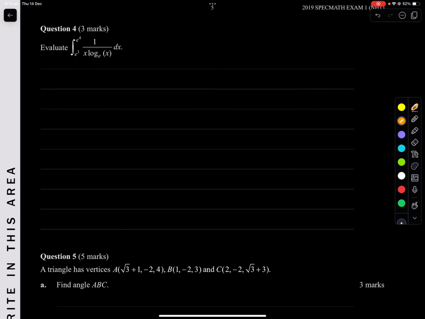Question 4. Evaluate. This is not too bad because you should realize that if we use substitution, I've seen this question before during past exams. So if we let u equal log e of x, then dx is 1 over the derivative of this, which is 1 over x, so overall x du. Hence we have this beautiful expression, and we can rewrite this whole thing. Of course the terminals have to change.